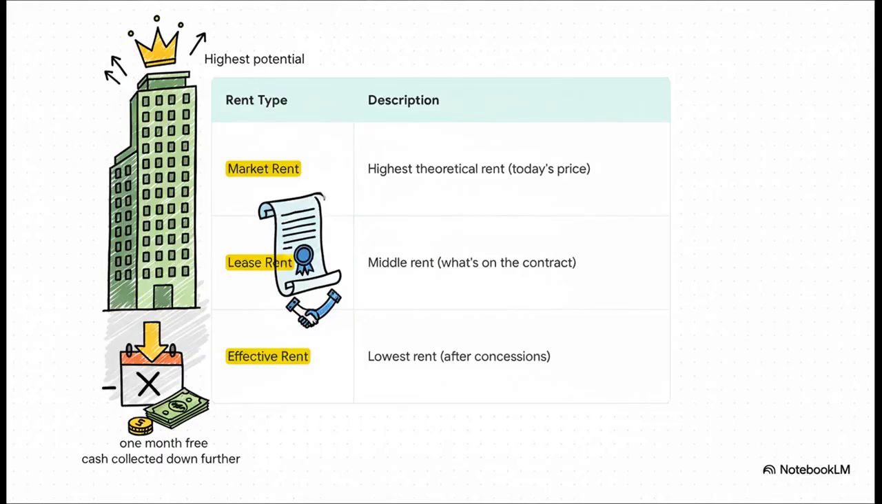And this table here just lays out the full picture perfectly. You've got market rent way up top. That's your highest dream scenario number. Then in the middle is lease rent. That's the reality on paper. But then right at the bottom is effective rent, and this is the one that really shows you the cash, because it's what the tenant truly pays after you factor in goodies like 1 month free. That special offer has to come from somewhere, right? And it brings the actual cash you collect down even further.